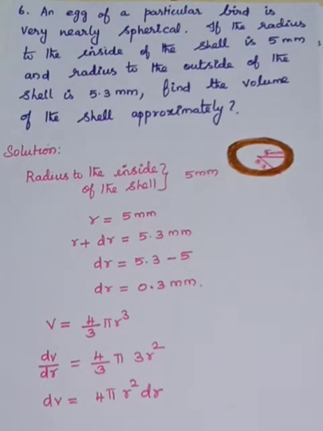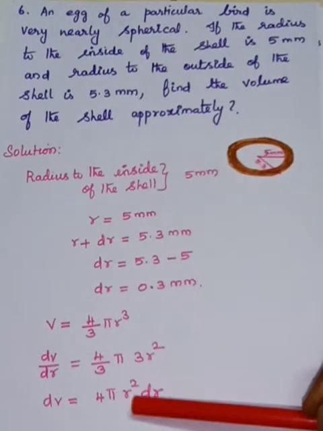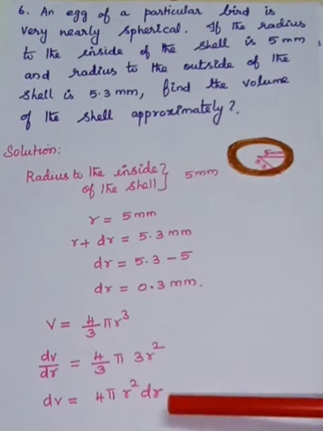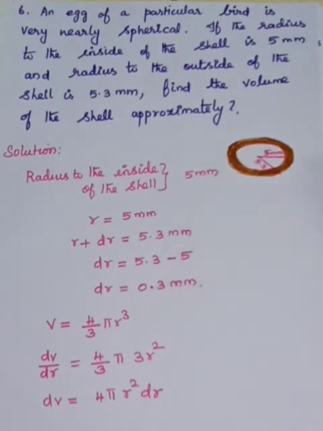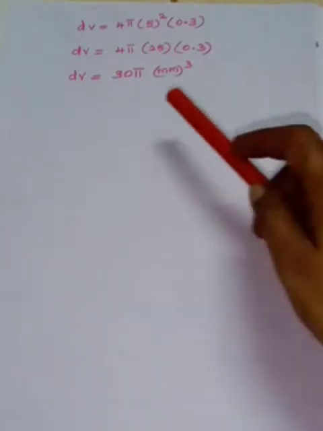Here we have to substitute the values. What is r? The radius is 5. So in the place of r, you have to substitute 5. What is dr? What is the change in the radius? That is 0.3 millimeter. So when you substitute, you will get dV is equal to 4 pi into 5 squared into 0.3. So that is 4 pi into 25 into 0.3. So 4 into 25 is 100. 100 into 0.3 is 30 pi millimeter cube.